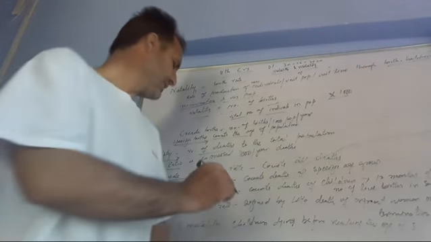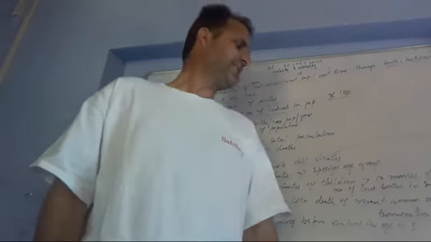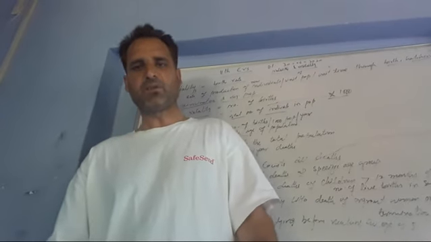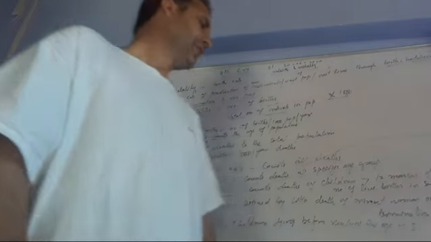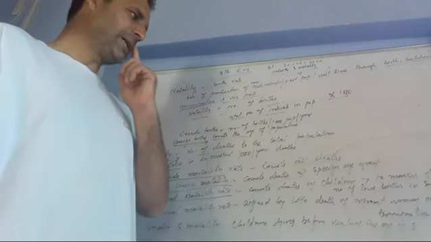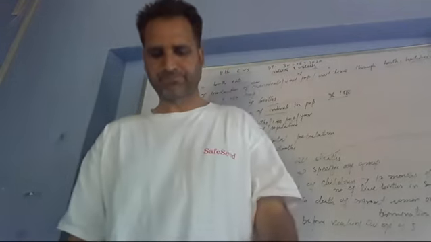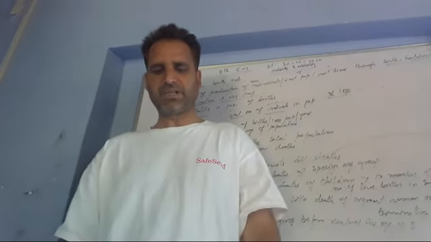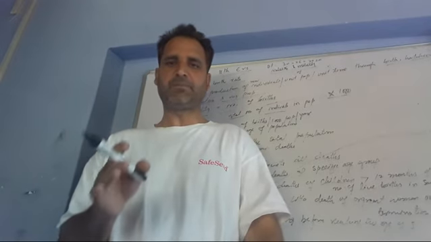The age specific mortality rate is the second one. It counts the deaths of specific age groups. The third one is the infant mortality rate. It counts the deaths of children less than 12 months, or less than 1 year of age, divided by the number of live births in the same time period.